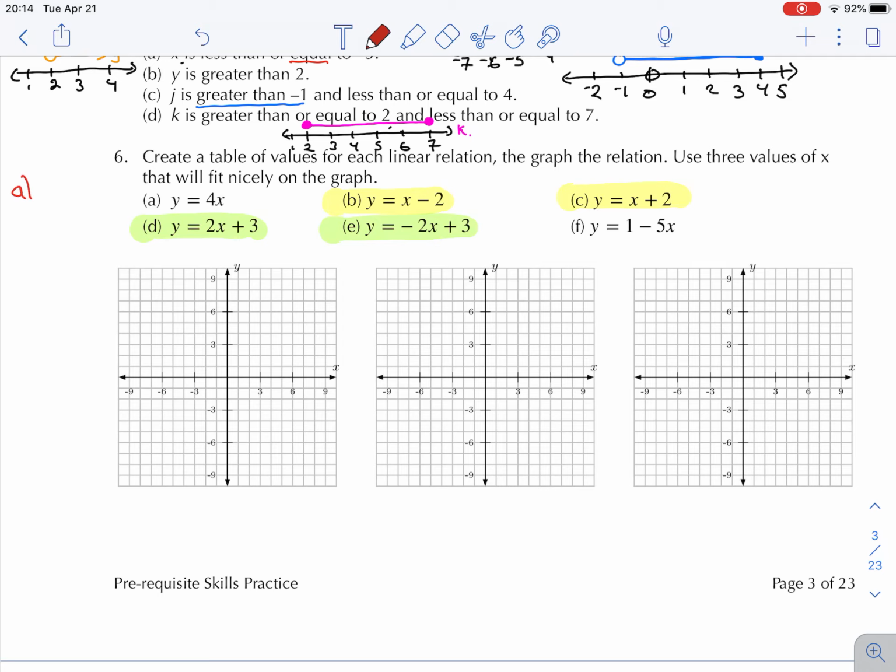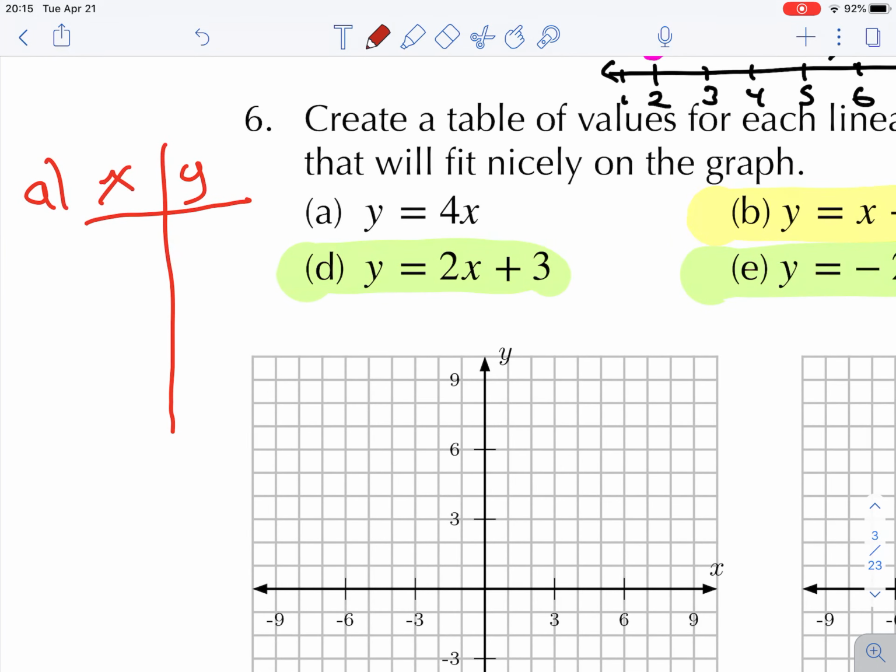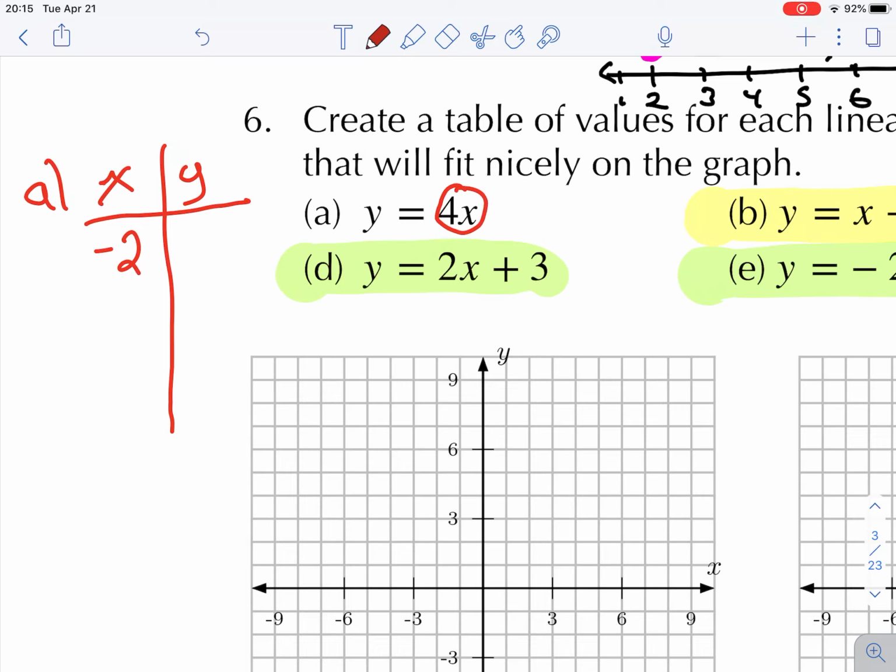So we're going to start off with letter A. And I'm going to choose red for letter A. I need to build a table of values. So X and Y. Now, Y is just 4 times whatever X is. So if I put X is minus 2, and I chose minus 2 for a reason, 4 times minus 2 means our Y is going to equal minus 8. Now if I put 0 in for X, 4 times 0 is just 0. If I put in plus 2 for X, I'm going to get plus 8.